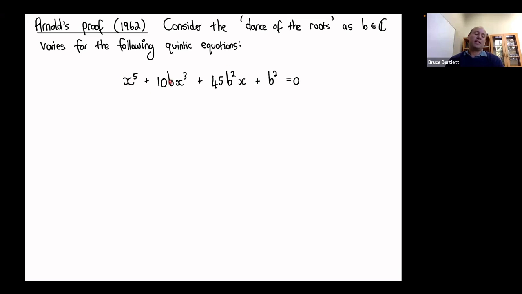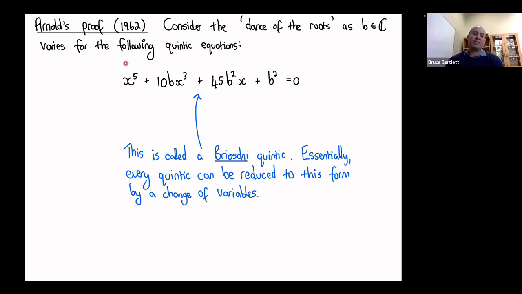Here, b is a complex number which I can vary. So for each different value of b, I get a different equation. This kind of quintic here is called the Brioche quintic. And essentially, every quintic can be reduced to this form by a change of variables.